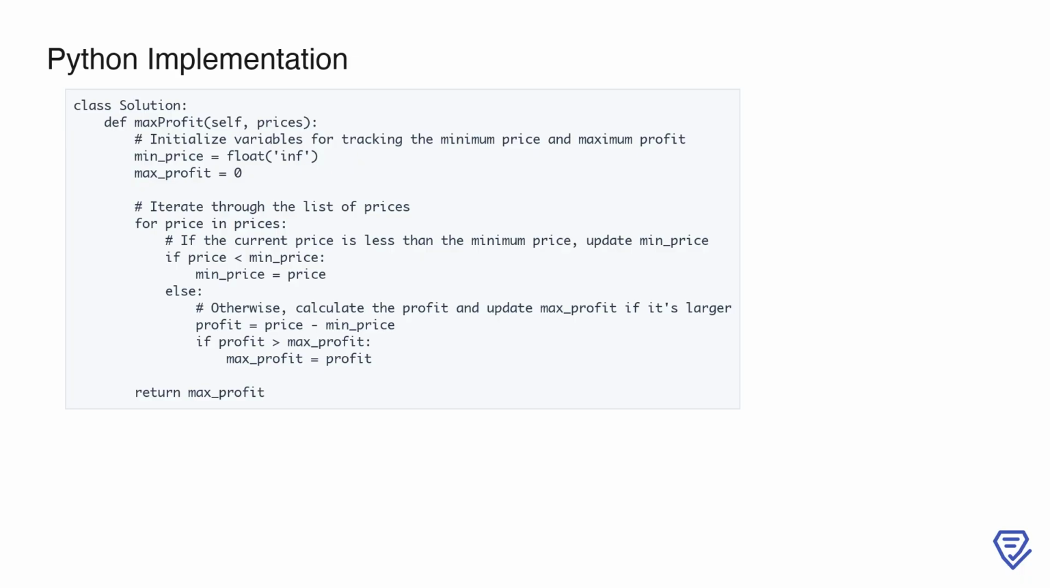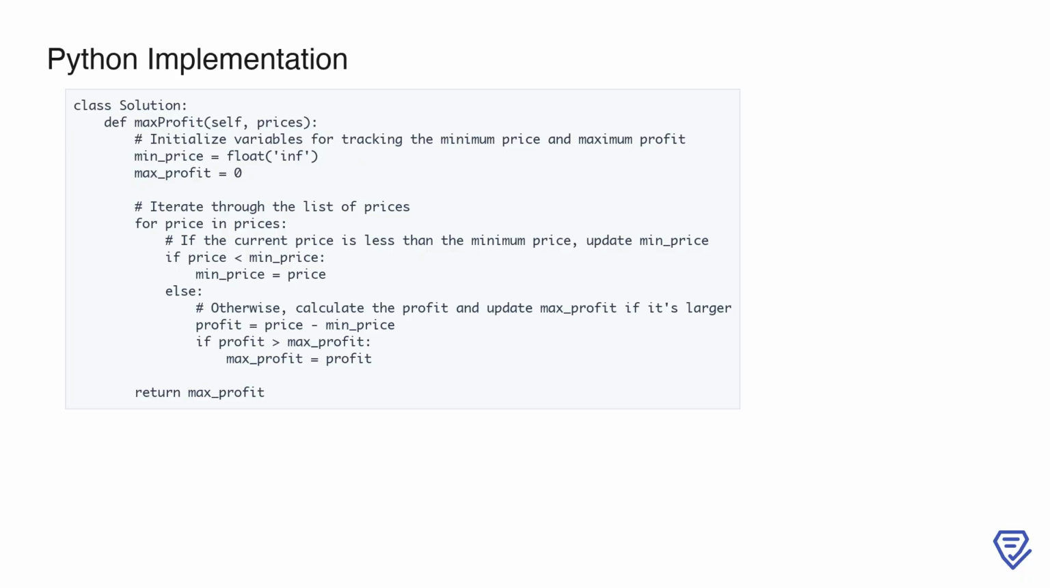The algorithm iterates through each price in the prices list. At each step: 1. If the current price is lower than min_price, the code updates min_price to this new lower value. 2. Otherwise, it calculates the potential profit by subtracting min_price from the current price. If this profit exceeds the current max_profit, it updates max_profit with the new value.